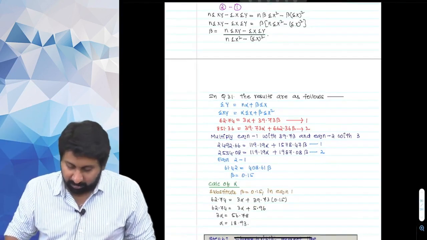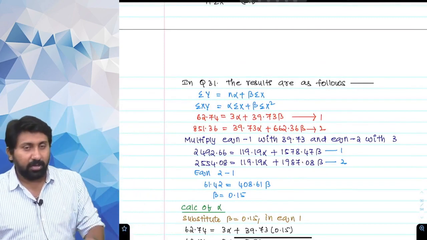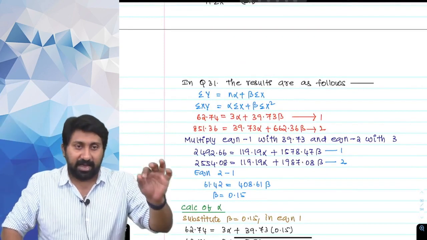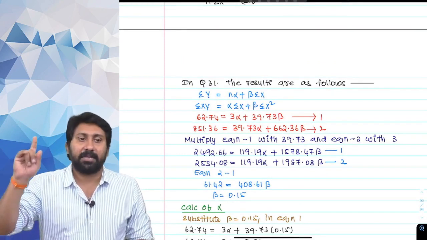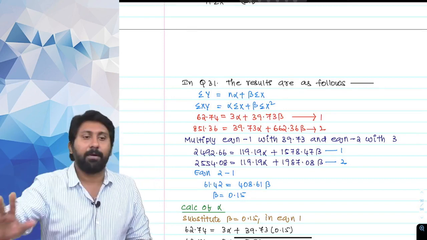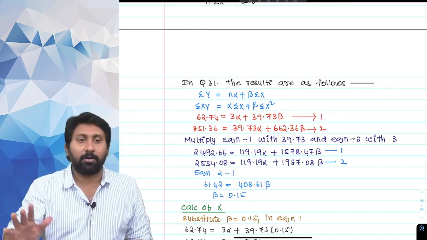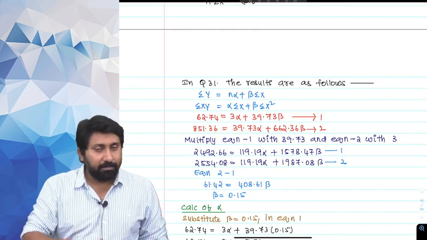So this is how the least squares method works. So tell me the formula now. Sigma y equal to n alpha plus beta sigma x. Sigma xy equal to alpha sigma x plus beta sigma x square. You have to remember, or else marks will go. Take it for granted. Marks will leave. 8 marks, you will not get 8 marks.